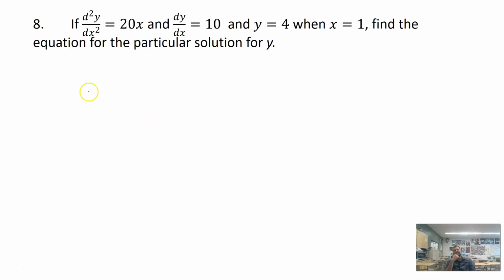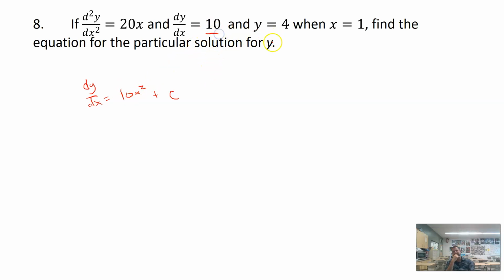Number 8, we're given the second derivative and asked to find the original equation. So we're going to have to take our antiderivative twice. So I take the antiderivative once, and then I have my plus c. Before I take the antiderivative again, I need to find out what the c is.